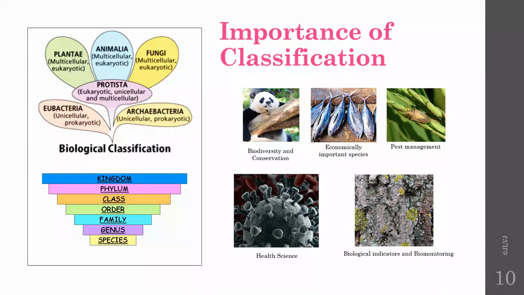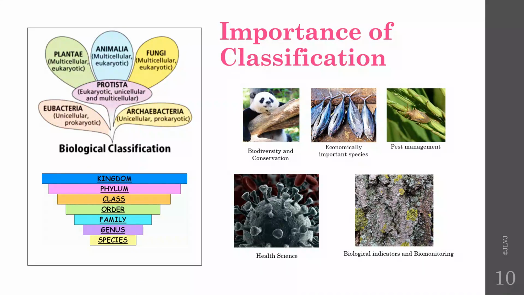So the last slide is regarding the importance of classification. It's already told that there are different groups, and there is an importance, because, for example, if we know the group, it will be easier for biodiversity and conservation. Then economically important species, for example, we should know which are edible fishes and which have high protein content, and if we classify like that, this could have a high market value.